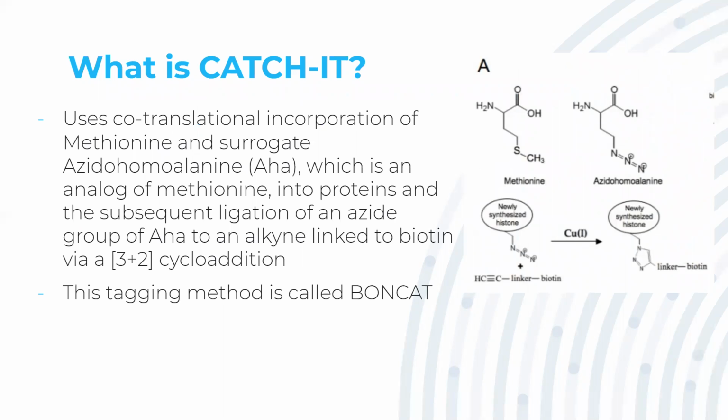So what exactly is KETCHIT? They use co-translational incorporation of methionine surrogate azidohomoalanine, which is just an analog of methionine, and that's incorporated into proteins. And then there's the subsequent ligation of an azide group of azidohomoalanine to an alkyne linked to biotin via a 3+2 cycloaddition. So that tagging method is called BONCAT, and it was designed back in 2006.